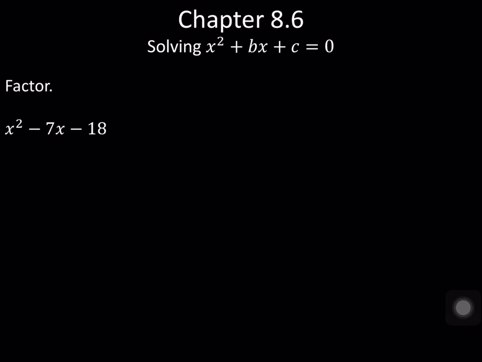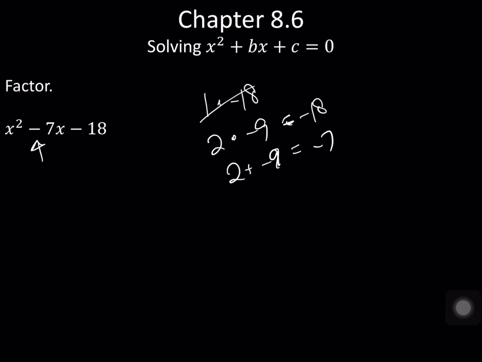All right, so let's just start at the top here now. I'm noticing that we have a negative number in the middle, and based on that last problem we did, if I'm going to add two numbers together and my answer be negative, then the negative number has to be bigger. So I'm going to do 1 times a -18, but when I add those together, I don't get -7. A 2 times a negative 9, okay, that's negative 18. And when I add a 2 and a negative 9, I do get negative 7. So those are the numbers I'm looking for.